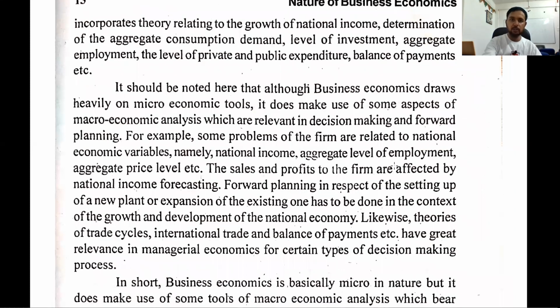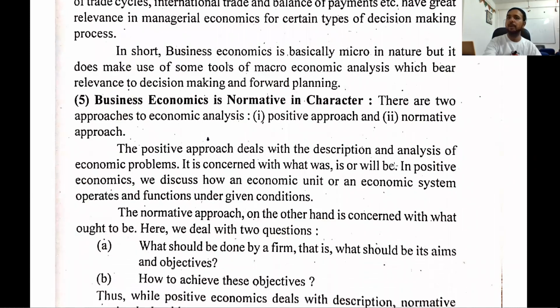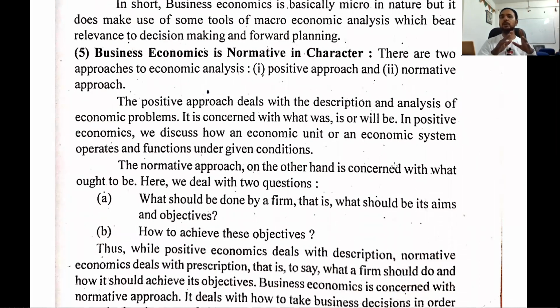Now the next thing we have on the screen is that business economics is normative in character. There are two different approaches. The first one is the positive approach, and the second one is the normative approach. It is not negative, it is normative. Now what does it mean? The positive approach says what to do, how to do: what a business needs to do to achieve its goals, what a business needs to do to satisfy the objective of the business.